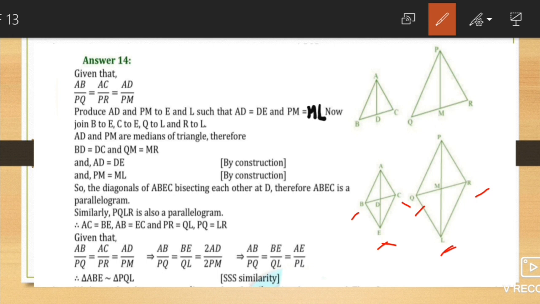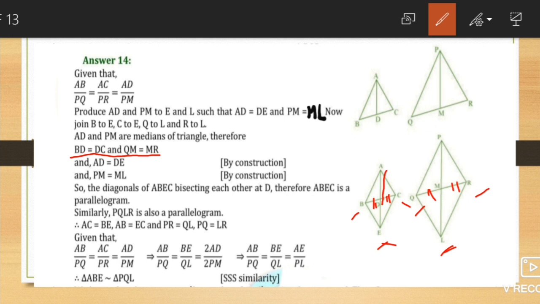Okay, now here BD is equal to DC. Why? Because AD is median, given. AD is median given, that's why BD is equal to DC. Similarly, QM is equal to MR because PM is the median. So BD equals DC, QM equals MR.